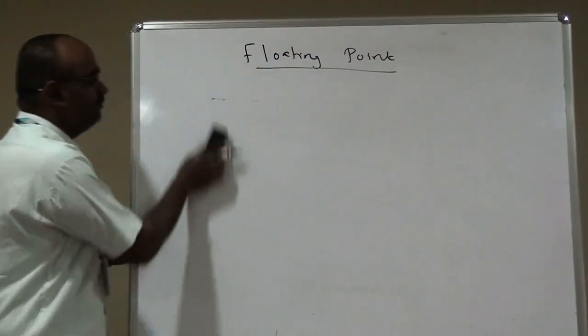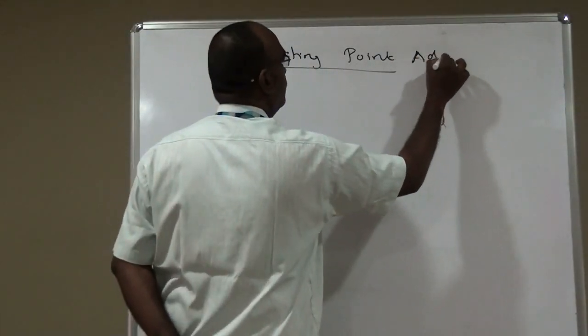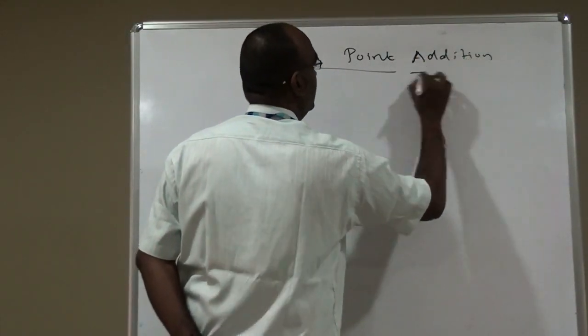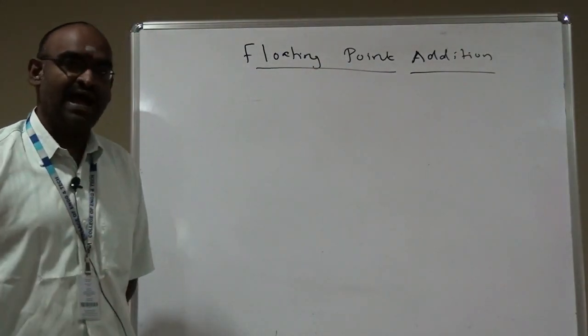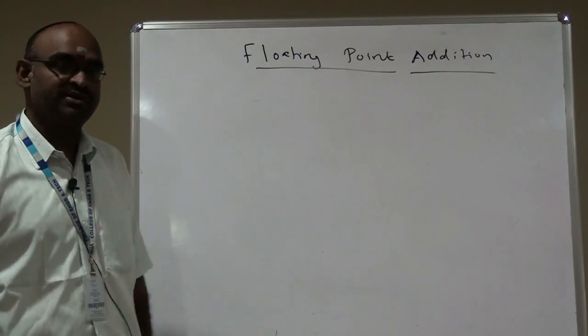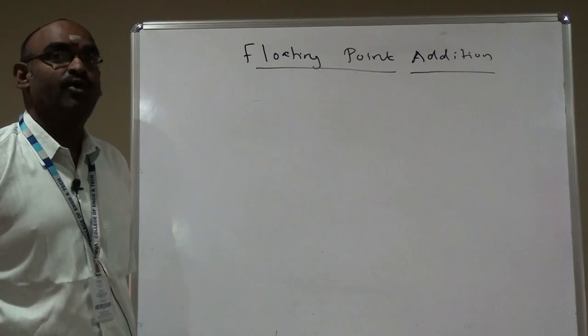Now we move on to floating point addition. How are two numbers going to be added? There is an algorithm in the architecture to add two floating point numbers. There is an adder which may perform addition of two numbers, either whole numbers or real numbers. So now we are going to see the floating point addition.